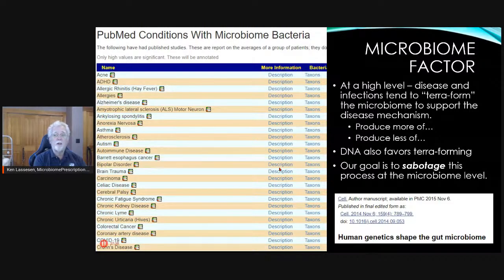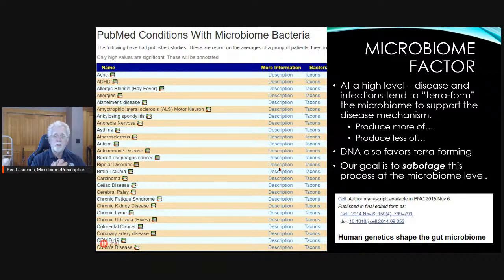That is, they did a study and they found, wait a minute, this particular group of people have too much of this and too little of this. And it's a statistically significant pattern, often with odds of 1 in 100,000 of it not being there. So what we have is a microbiome associated with conditions.